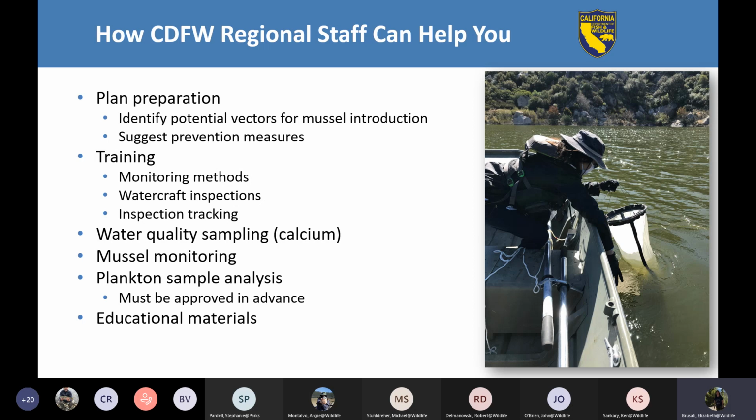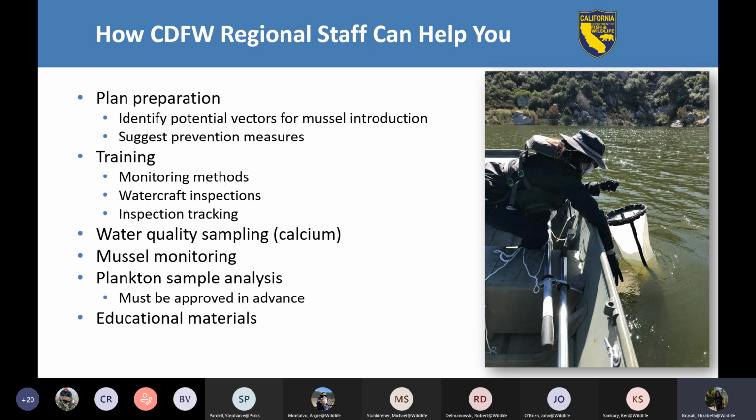We do also offer plankton sample analysis at our lab in Bodega Bay. However, I have to say that we have limited capacity there, and we can only take samples for analysis if they have been approved in advance. Our lab can only handle so many samples per year, so we have to plan that out at the beginning of each calendar year in terms of what they're able to handle. And we're only able to do the sampling for the higher calcium reservoirs. So if you're interested in that, please contact our Bodega Bay lab, or you can contact me and I can put you in touch with Jim Snyder, who runs the lab there, to see if there is capacity available for analysis.